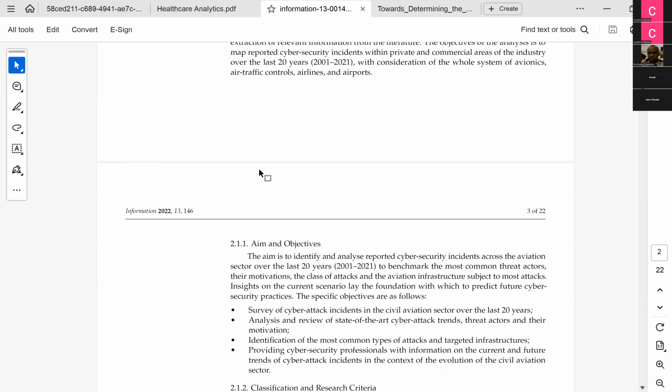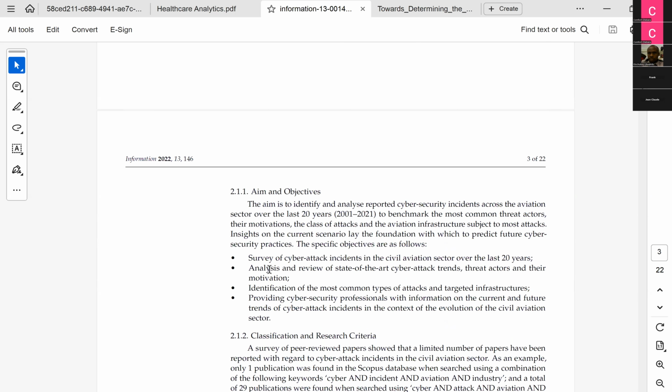Now, this is the aim and objective of the literature review. A survey of attack incidents in the civil aviation industry for the last 20 years, analysis of the review of the state of the art, identification of the most common types of attacks, and providing professionals with information. That becomes the aim of the work.